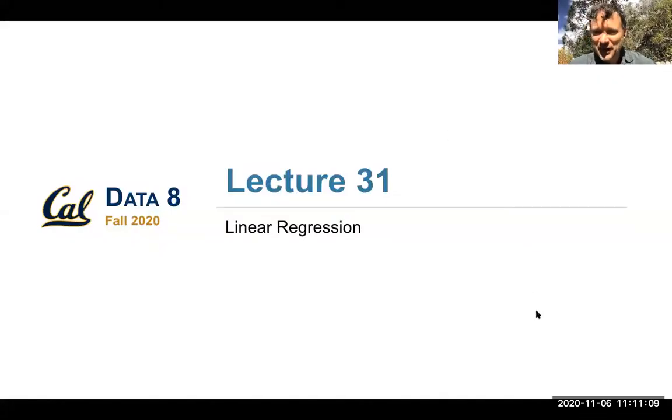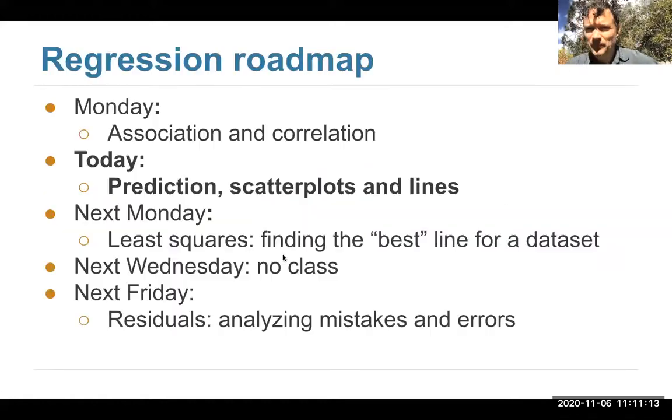So today we're going to be looking at linear regression. And just to give you where we are in the roadmap, we're in this sequence of lectures where we're teaching you about linear regression. On Wednesday, we talked about linear associations and the correlation coefficient. Today, we're going to be talking about how you can use a linear association to make predictions.